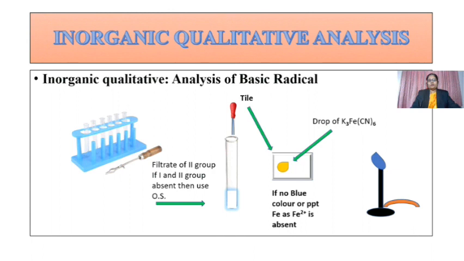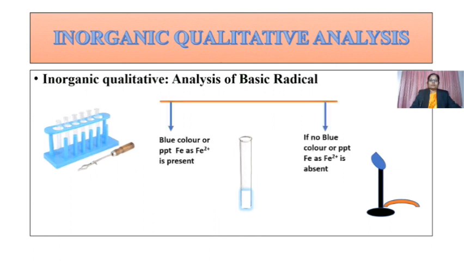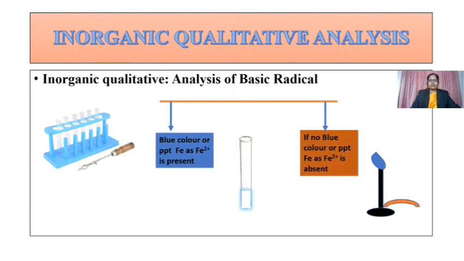But if a drop of this filtrate does not give blue coloration or precipitation, it means that Fe as Fe2+ is absent, but it doesn't mean that Fe is absent in the filtrate or in the mixture. Now we obtain two parts: Fe is present as Fe2+, or no blue coloration. So see the first part, that Fe is present as Fe2+.